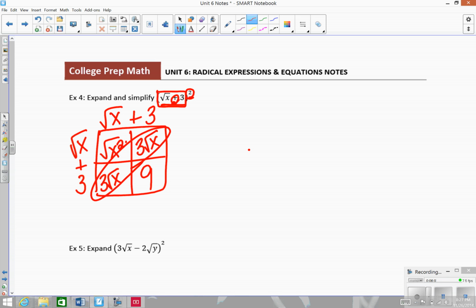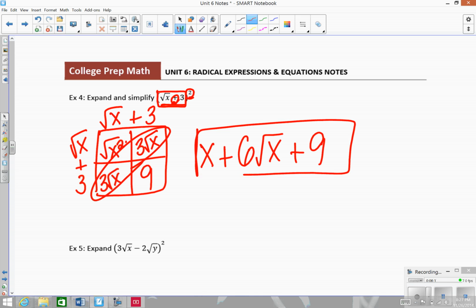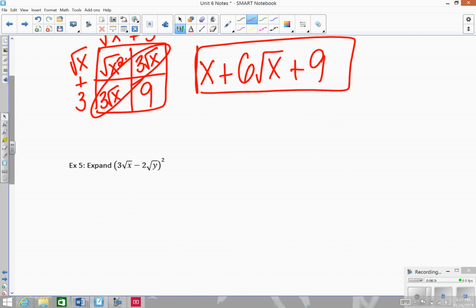My like terms are here. So when I square root x squared, I'm going to have x plus 6 square root of x plus 9. Because I combined my like terms, 3 and 3 gives me 6, and square root of x, and then I just added on my 9. Here's another one. So same idea.